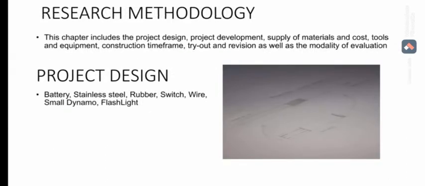Research methodology. This chapter includes the project design, project development, supply of materials and cost, tools and equipment, construction, time frame, tryout and revision, as well as the modality of evaluation. The project design is as you see on the screen, and the materials that we need to make our innovation are battery, stainless steel, rubber, switch, wire, small dynamo, and small flashlight.